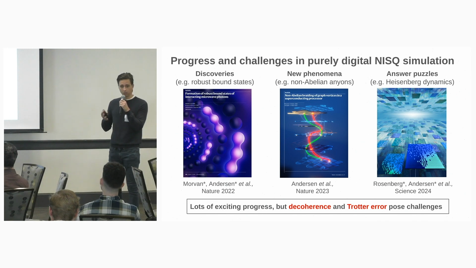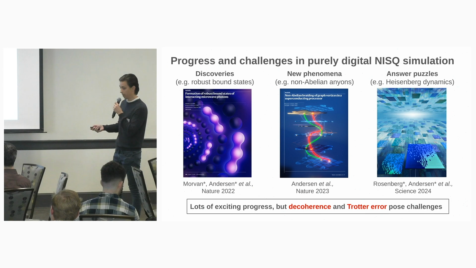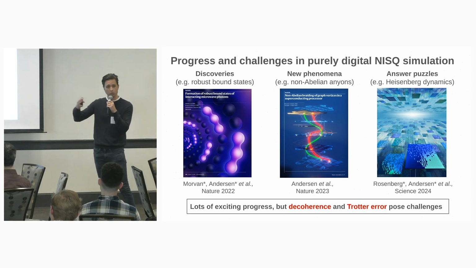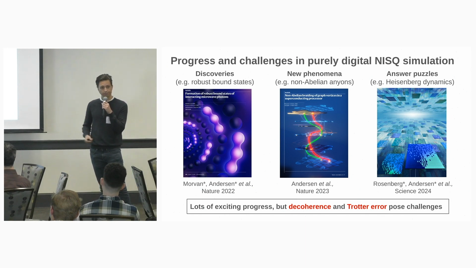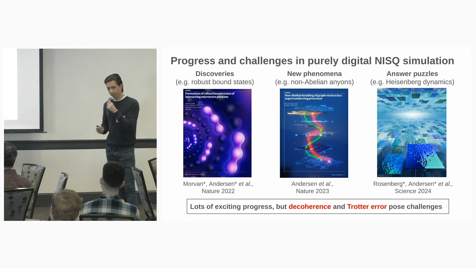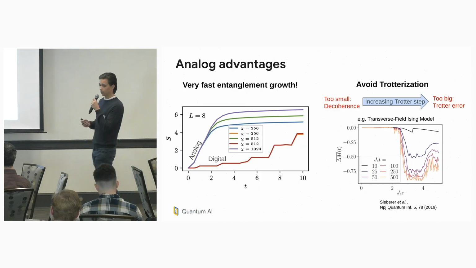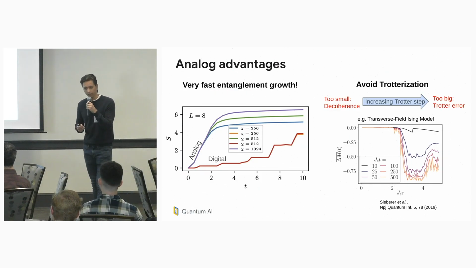But at the same time, there are crucial challenges. One crucial challenge is, of course, decoherence, which limits how far into the dynamics we can simulate. In addition to that, in the digital world, which all of these three works are from, another important challenge is Trotter errors, which limits our ability to produce low temperature states. So that brings me to the advantages of analog quantum simulation.